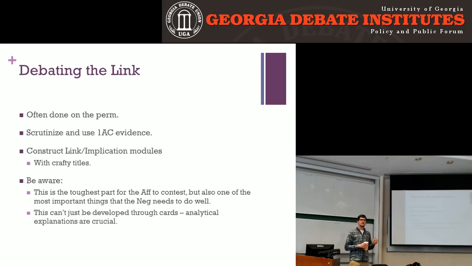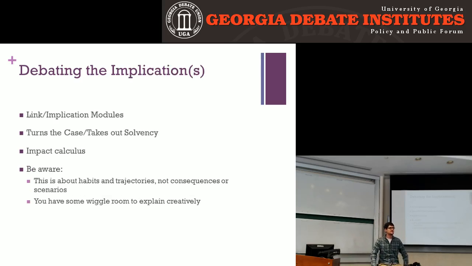Another thing is to think about how you can use that sort of impact analysis to make terms of case arguments or take out solvency. So an example here with the security critique is this argument that's known as the self-fulfilling prophecy. Does anyone not named Brian know what a self-fulfilling prophecy argument might say? Yeah. Okay, that's a great explanation.